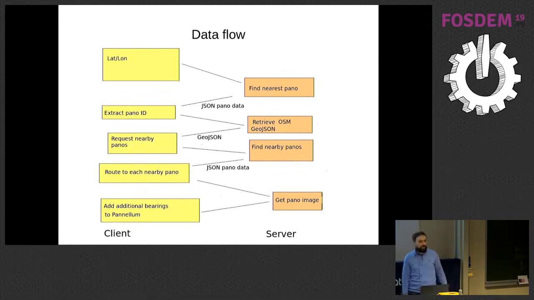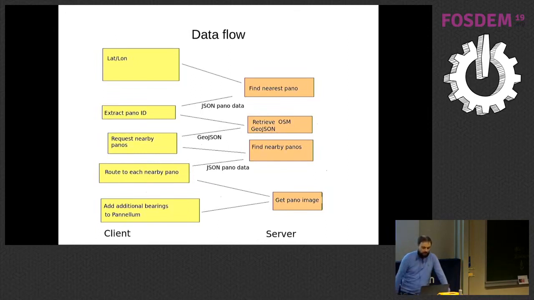And then having calculated the route, we actually get the panorama image itself off the server. So in other words, the panorama nearest that lat and lon. And then we return that to the client. I'll talk in a minute about how the panorama is rendered. And then we add the bearings to all the nearby panoramas to the rendered panorama on the client. And in that way, it will show a panorama and it will also connect it to the nearby ones.